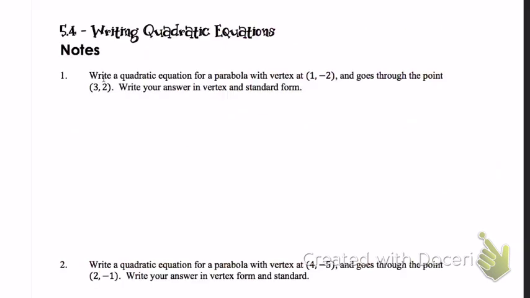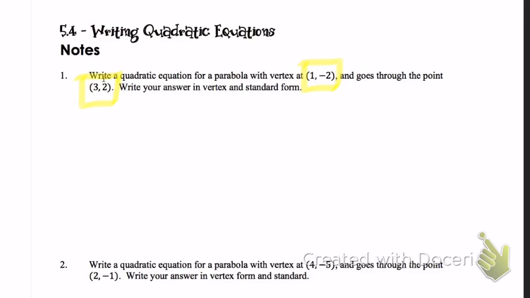And so 5.4, it's writing quadratic equations, so it's going to give you pieces of information about the graph, and it's wanting you to write the equation from that. So if we look at number 1, it says, write a quadratic equation for the parabola with a vertex of 1, -2, and it goes through the point 3, 2. And it wants you to write it in vertex and standard form.